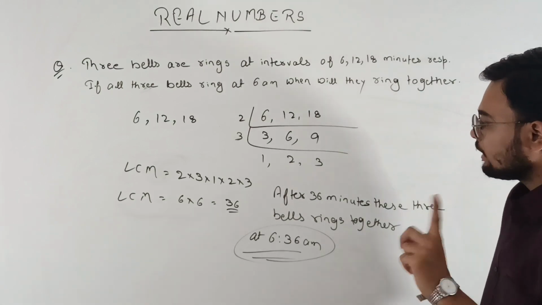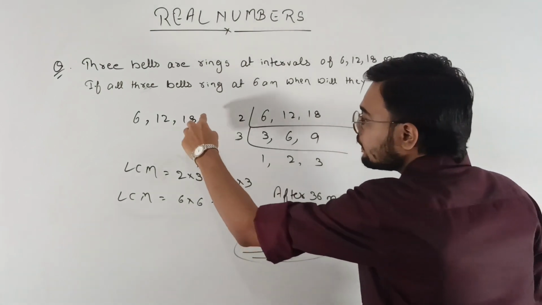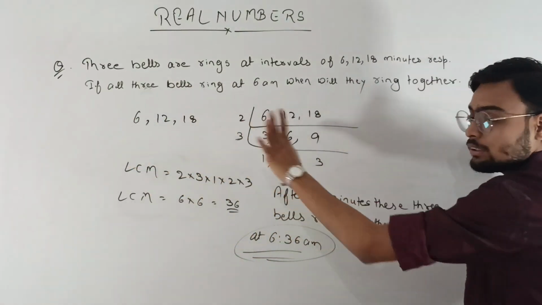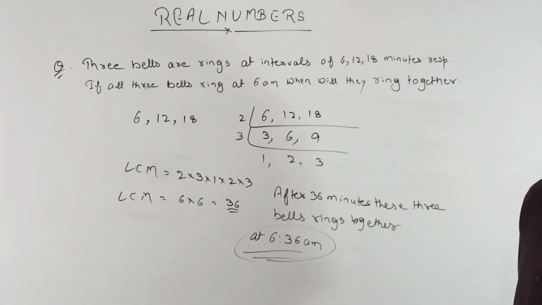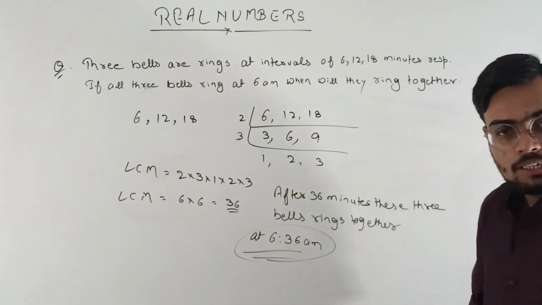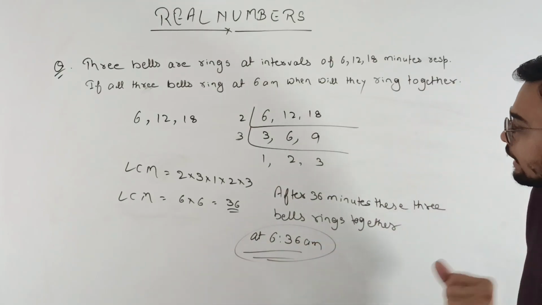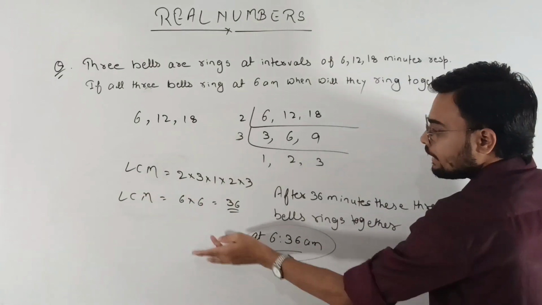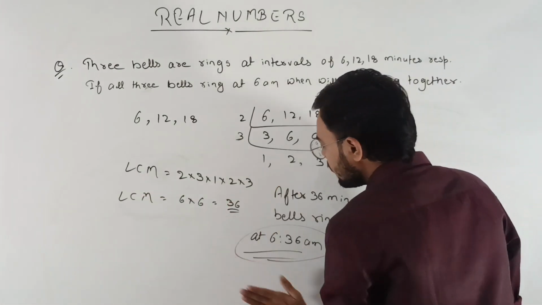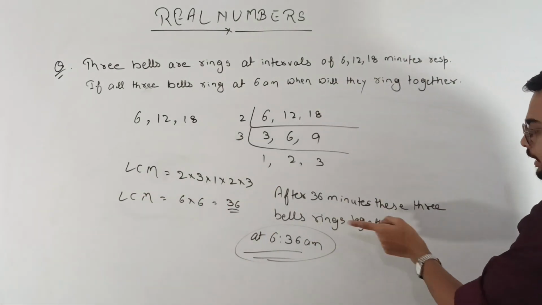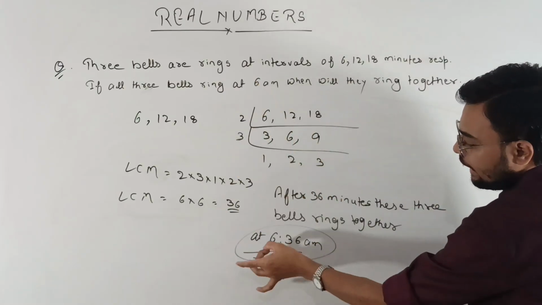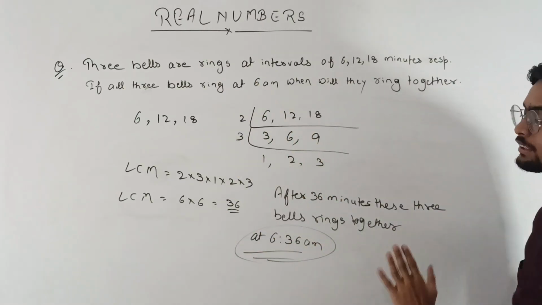I judge my answer is greater than the given data 6, 12 and 18. In case of a greater answer than the given data, we have to find the LCM. That's why I find the LCM of 6, 12 and 18, and I got 36. So after 36 minutes these three bells ring together, which means first time 6 am, then at 6:36 am these three bells ring together.